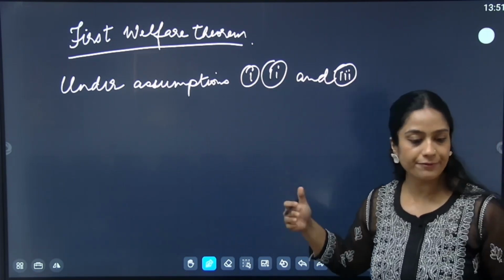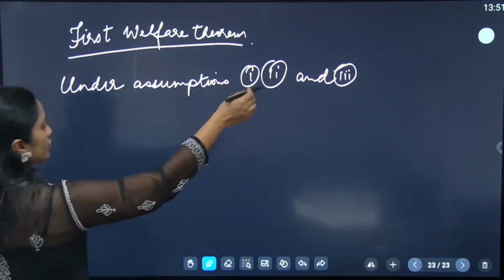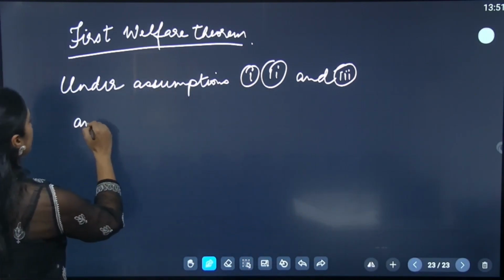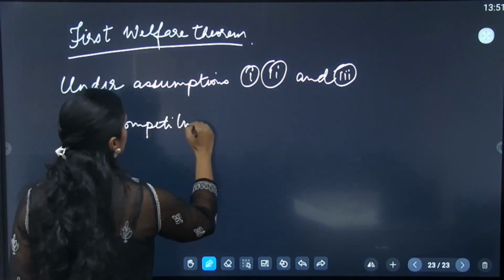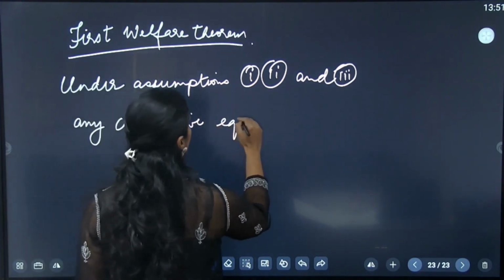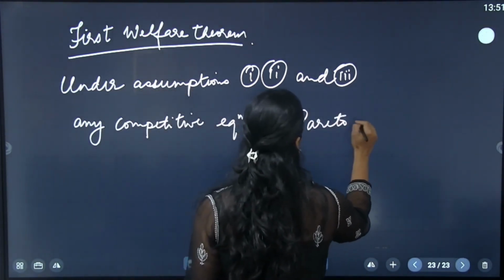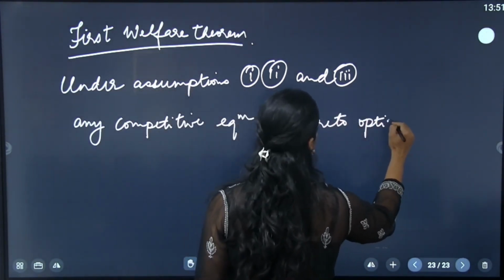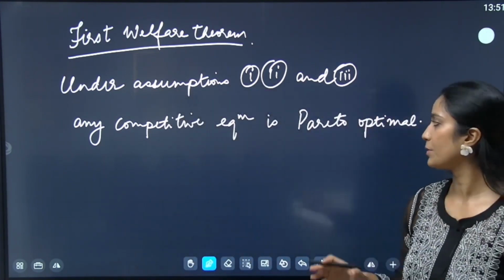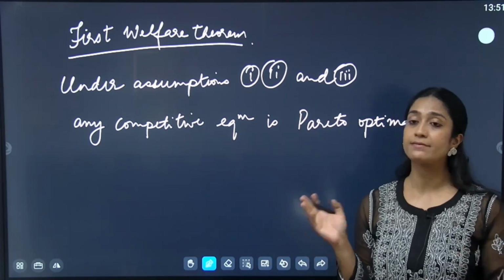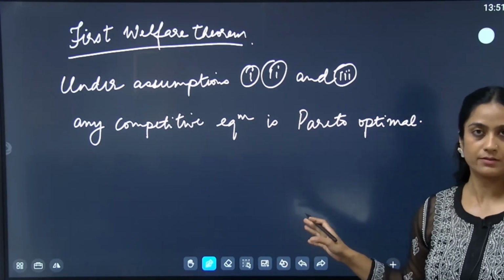Okay, so if that is the case, then under assumptions 1, 2, and 3, any competitive equilibrium is Pareto optimal. Okay, the exact proof of this, we have seen it in the Edgeworth box, and our intuition is clear why this will be the case, right?